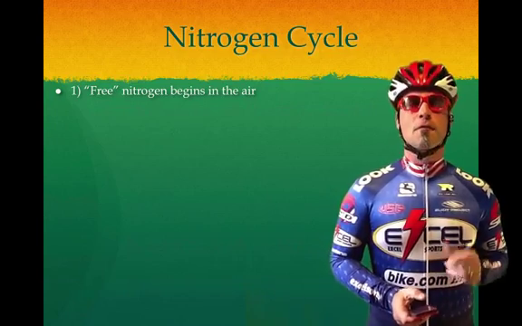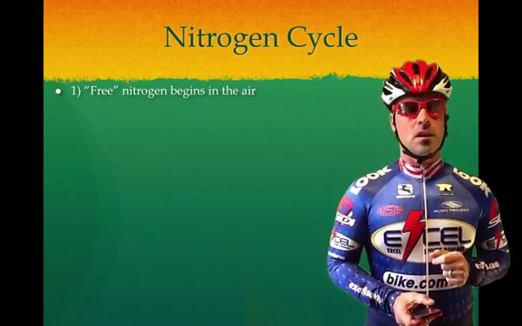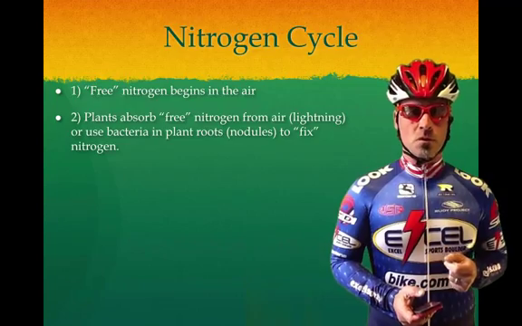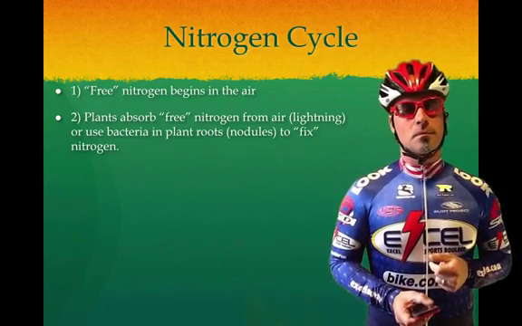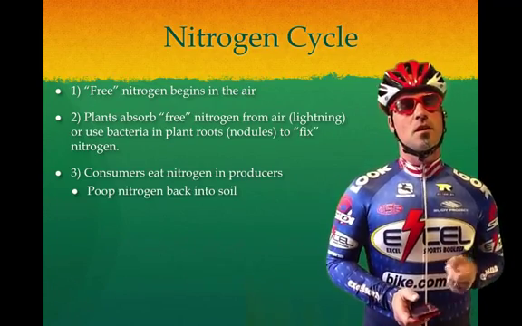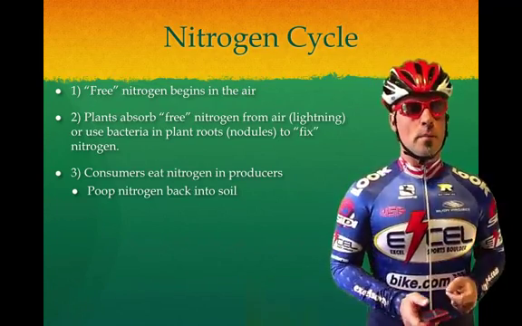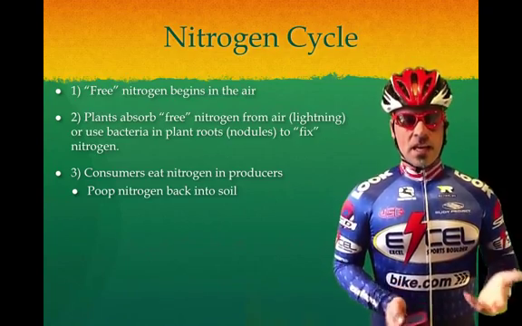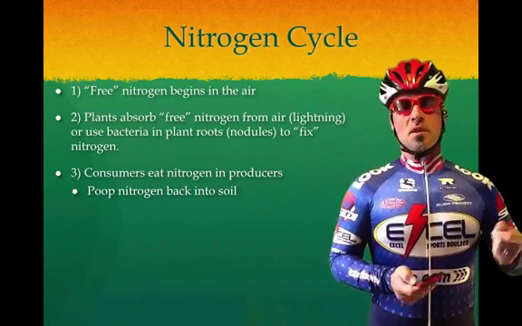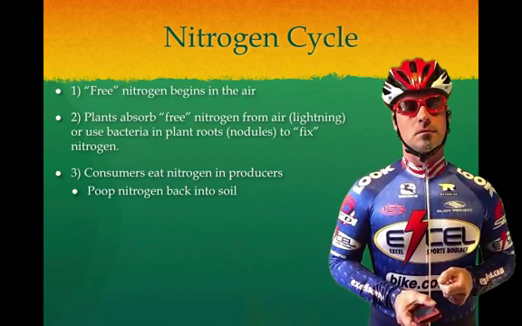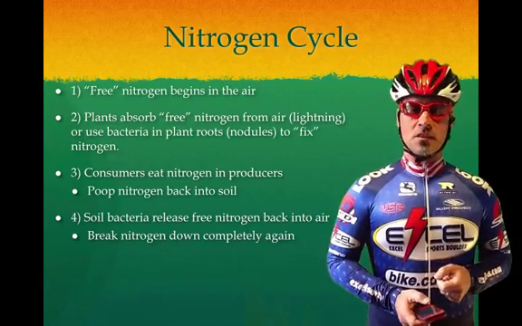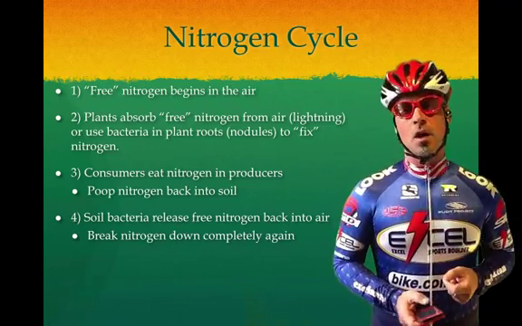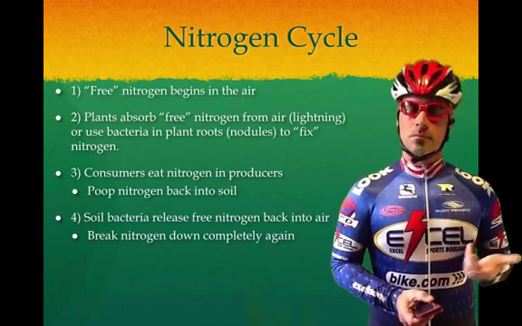So the first thing you have is free nitrogen, which begins in the air. Then the plants absorb this free nitrogen from the air when there's lightning, or use the bacteria in plant roots to fix the nitrogen, those cute little legumes, beans. Then what happens is the consumers eat the nitrogen in the producers. So remember, the producers are the plants, and the consumers would be, in this case, let's go with the cow. Then they eat the plant, they eat the producer, and they poop the nitrogen back into the soil, where the soil bacteria release the free nitrogen back into the air and break the nitrogen down completely again. So soil bacteria, think of those as decomposers. And the cycle continues.